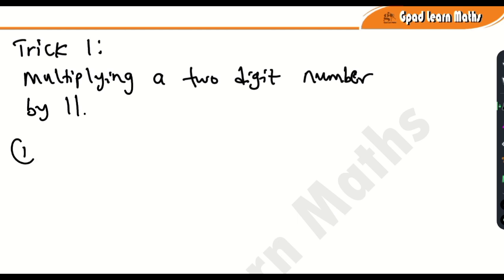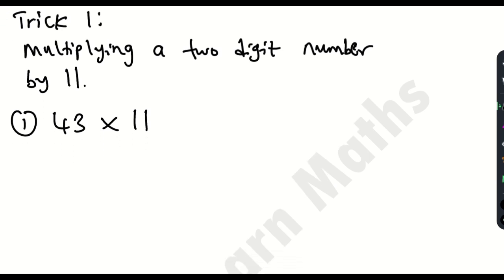So let's start with the first one. 43 times 11. If you have this kind of number, a 2-digit number by 11, here's what you're going to do. Take this 43 and write 4 and 3 with a space in between them. Then you add the digits 4 and 3. What is 4 plus 3? That's 7. So you put 7 here and your answer is 473. Is this not cool? So this is how you multiply a 2-digit number by 11.